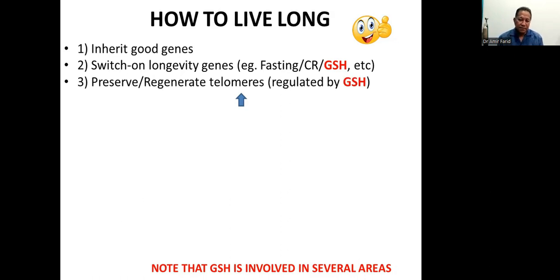Number three, preserve and regenerate your telomeres. Telomeres are the ends of your chromosomes, which keep the chromosome intact and prevent the shortening of the telomeres as the cells divide. So the cells divide, there'll be some shortening, but with intact telomeres, the shortening will be less. And what more, if you can boost up the enzyme telomerase, we can even increase the length of the shortened telomeres. And take note, this process is regulated by glutathione.